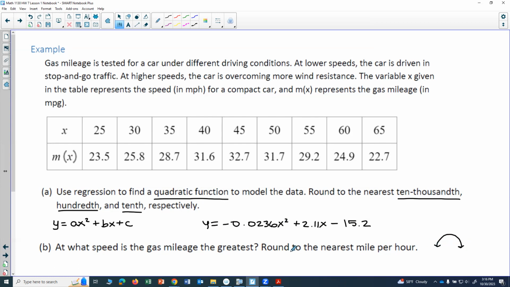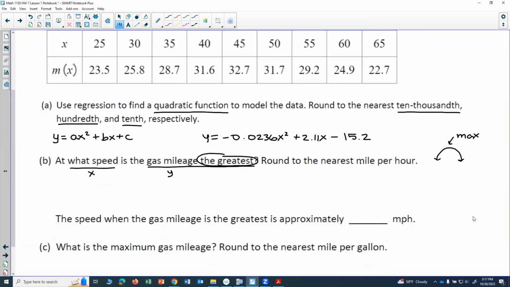And so the next part of the problem makes sense when it says at what speed. It's asking what is the x value, because remember x is the speed, is the gas mileage the greatest. So at what speed is y the greatest? On that parabola, we're looking for the maximum value. And the maximum value, if our parabola opens downward, is going to be at the vertex.